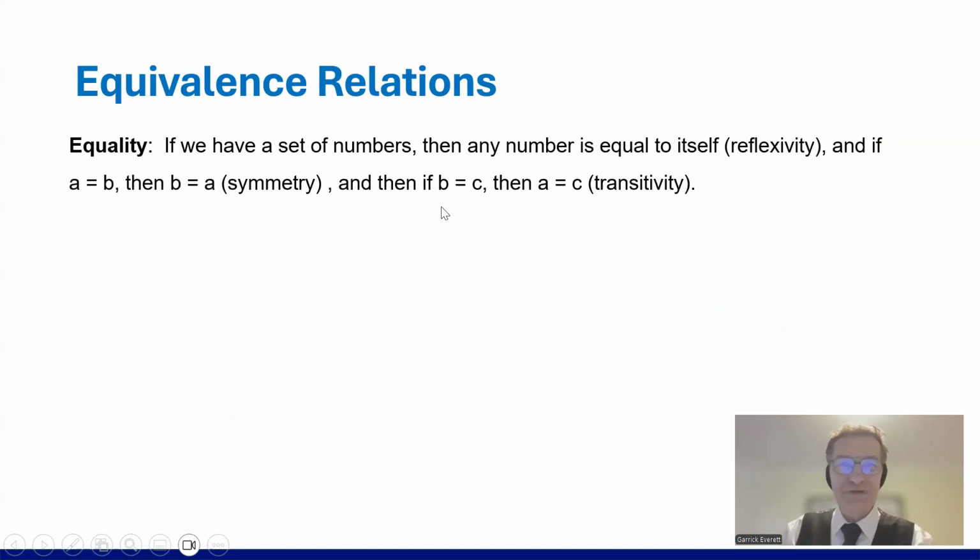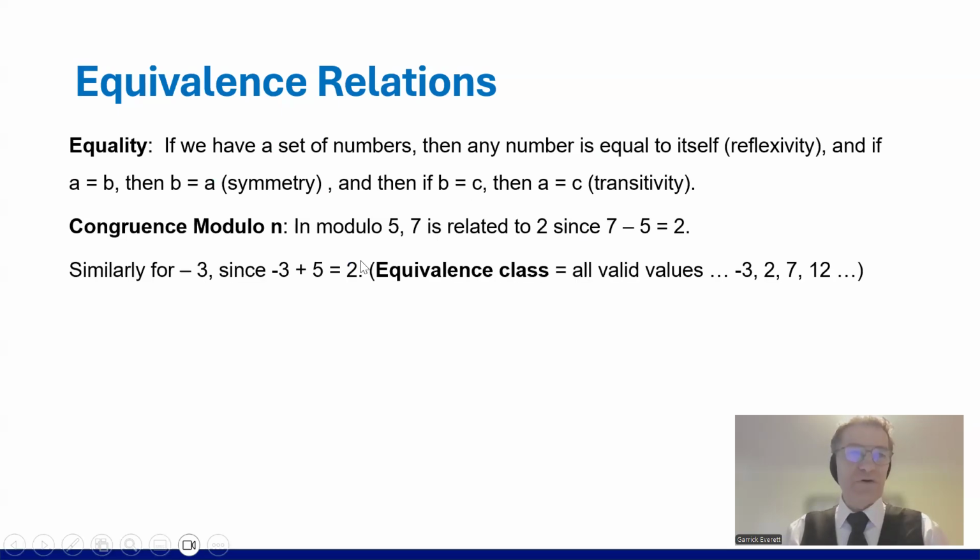And then also, following that symmetry, if B equals C, then obviously A equals C, which is transitivity. If we look at congruence modulo n, in modulo 5, we'll do an example here. Modulo 5, 7 is related to 2, since 7 minus 5 is 2. Similarly, 4 minus 3, since minus 3 plus 5 is 2.